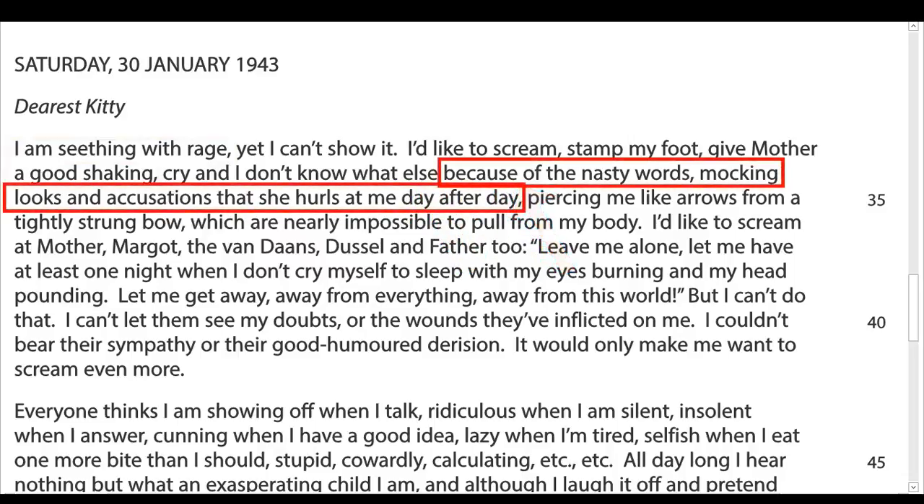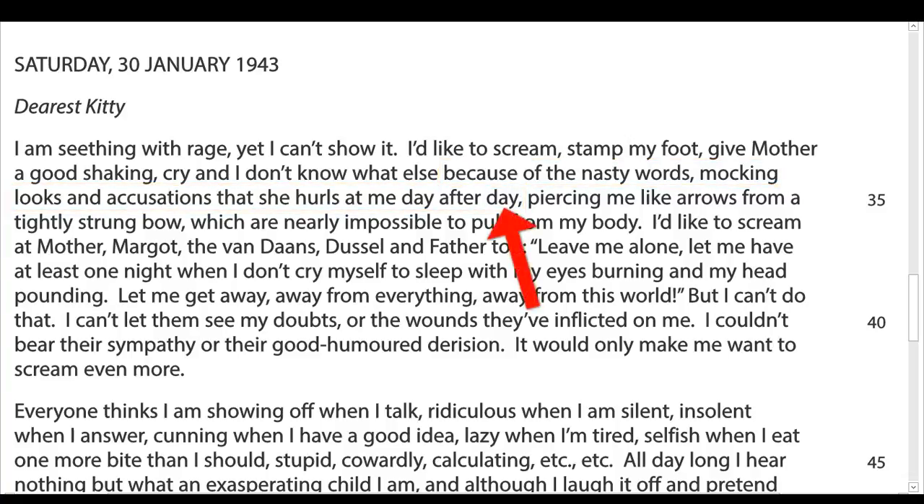"Because of the nasty words, mocking looks and accusations that she hurls at me day after day." So nasty words, mocking looks, accusations. So she feels that her mother is picking on her. Piercing me like arrows. So she really feels this. She feels under attack from her mother.